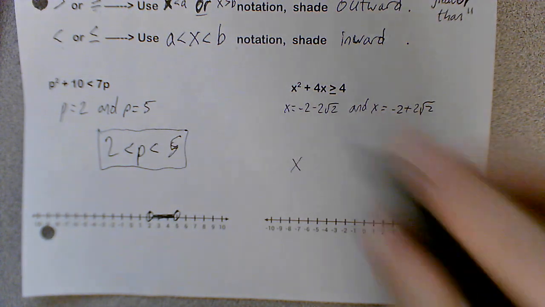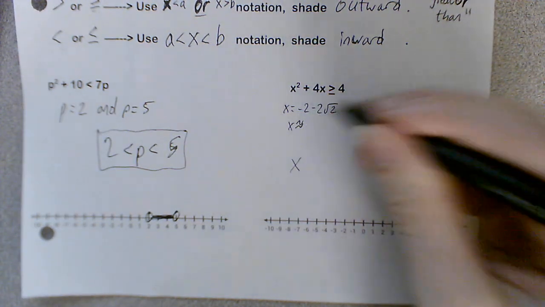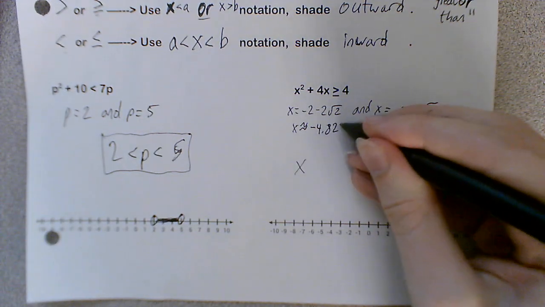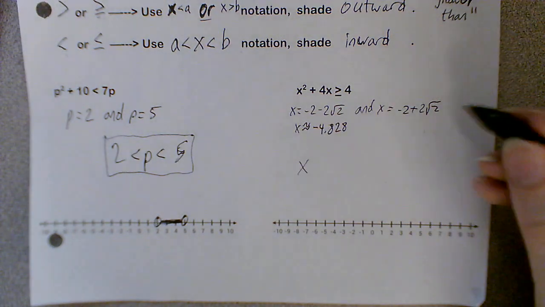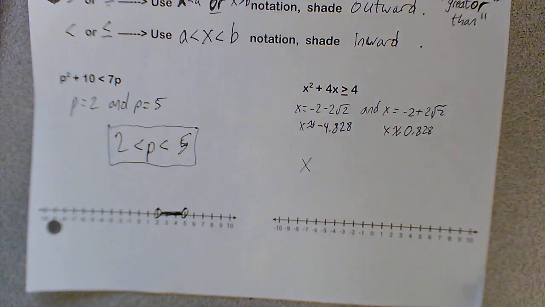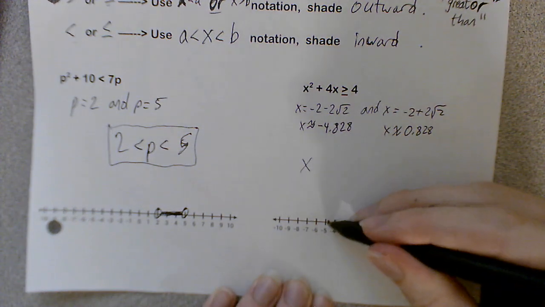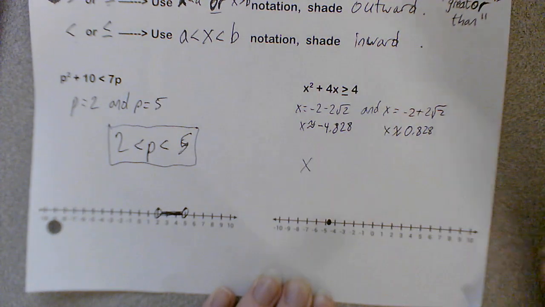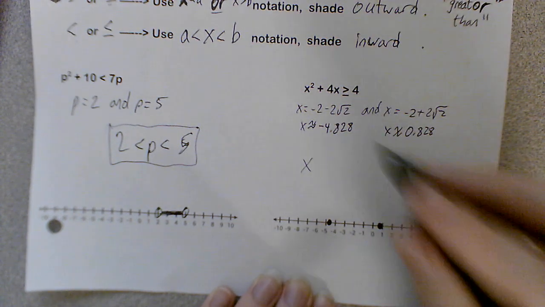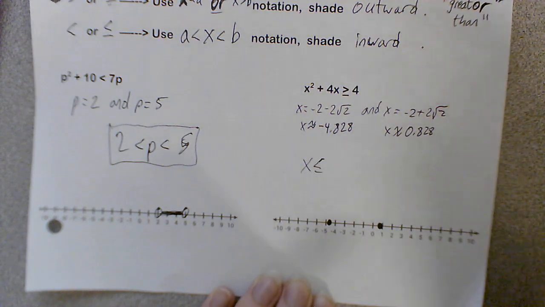So for the first one, we get an x value that's about negative 4.828, I think. And for the second one, we get approximately positive 0.828. So those points are going to be between -5 and -4, and between 0 and 1. And we're going to write this using the OR notation.